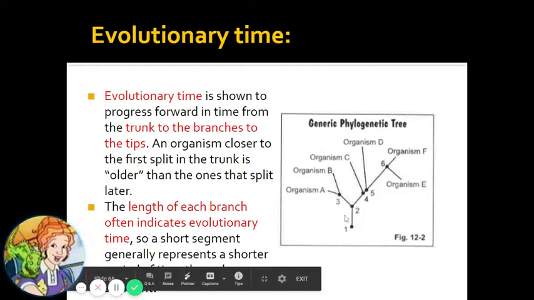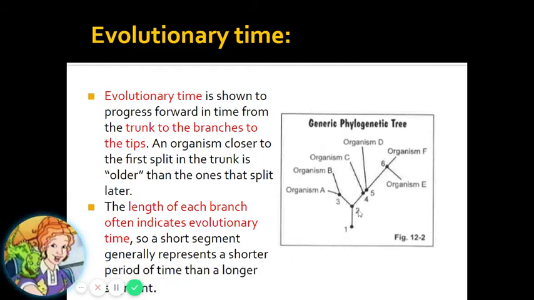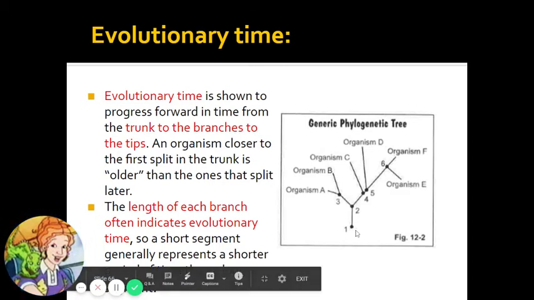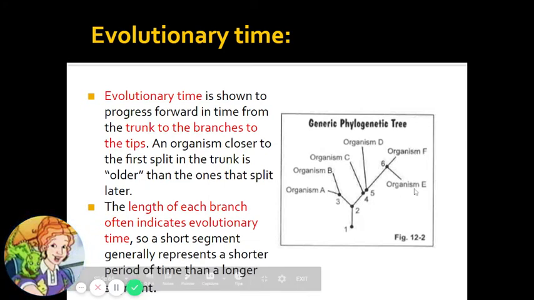So this number 1 here is our oldest organism, and then this one is very helpful because they're numbered. But if you look at the numbers, those are the numbers that are showing time moving forward. So organism F and organism E are going to be the farthest from the original point. So those are going to be the organisms that came about last. They also try to kind of indicate that with the length of each branch. So a shorter segment is going to represent a shorter period of time than a longer segment.